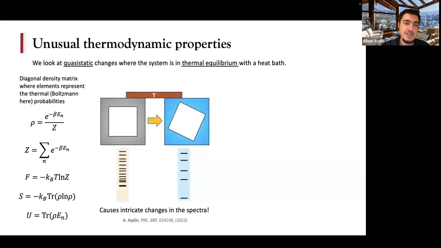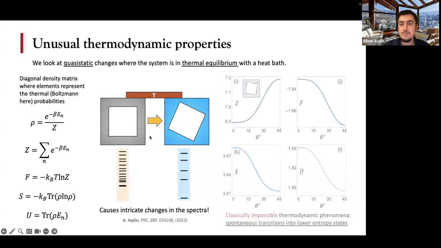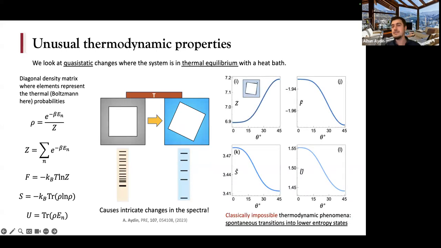So this is for a single particle. Of course, you can do this for n particles. The formalism would be the same. Okay, so these are the results for these four different thermodynamic properties. The first one here, Z, is the partition function. It increases. So it tells you that there are more available states inside the domain.